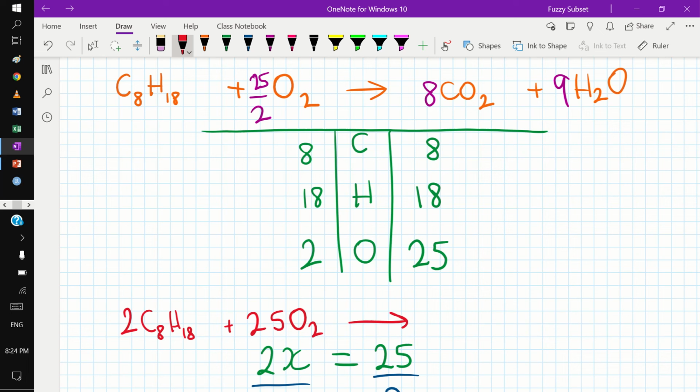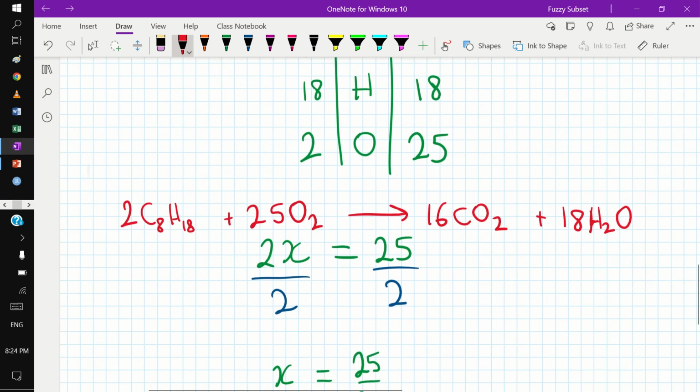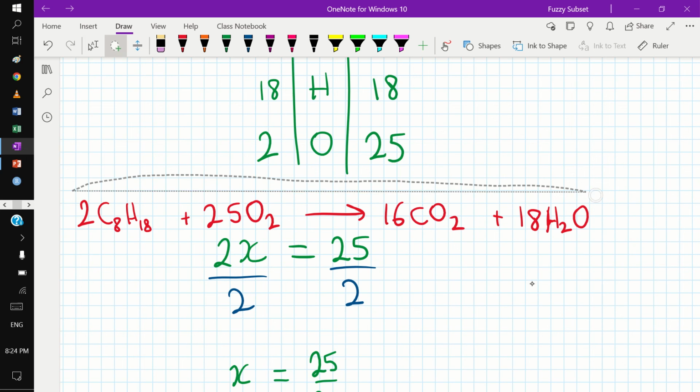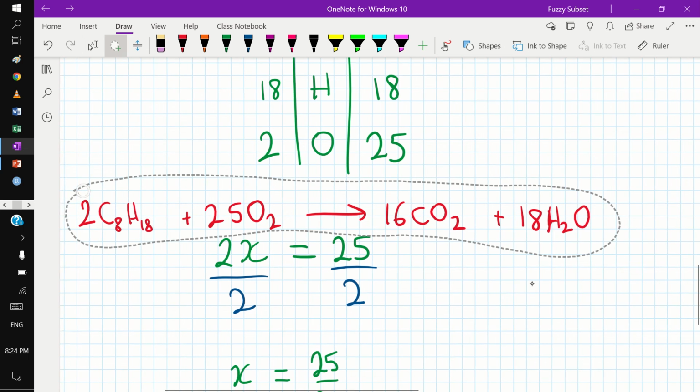That produces 16 CO2 and 18 H2O. And again, it's perfectly valid to do it this way as well. It's perfectly fine. Some people actually prefer this because it has no fractions. But remember what I just said before, that these coefficients represent ratios, okay? We're talking about ratios of molecules here.